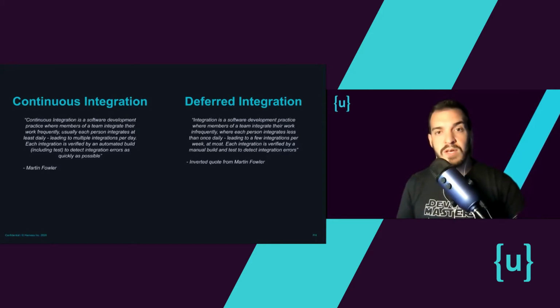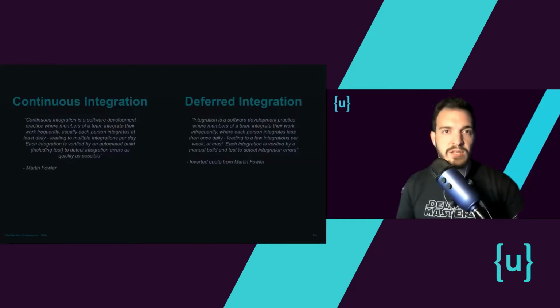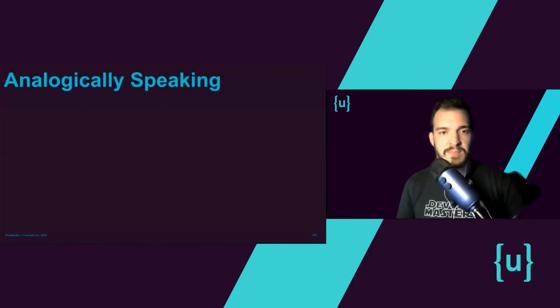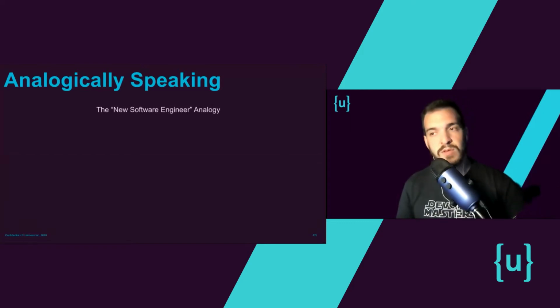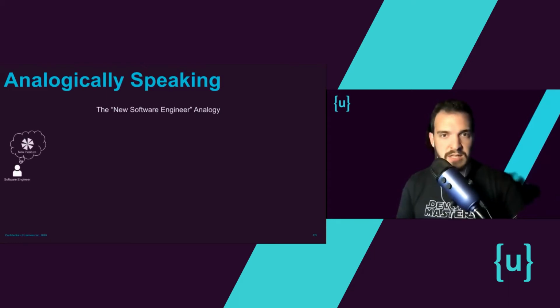Now, to level set between these two, let's use an analogy, something we're probably pretty familiar with. It's called the new software engineer analogy. Whether you're the new software engineer or you're hiring one, what would it look like for them to build out new feature functionality for an application? The software engineer has a grandiose idea. They've done their design spec work and they know what they want to put inside of the product. Now they're going to start coding it.